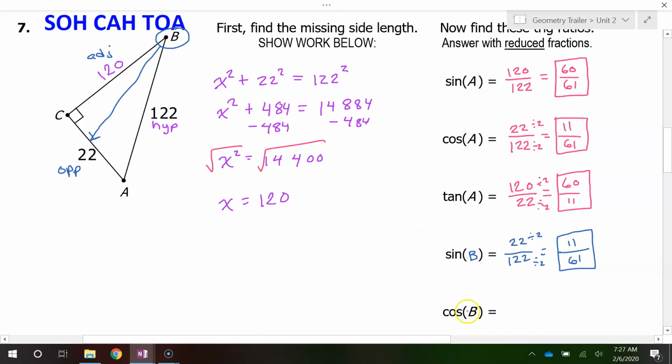And then cosine of B. Cosine is adjacent over hypotenuse, so that's 120 over 122. If I divide both of these by 2, I'm going to get 60 over 61.